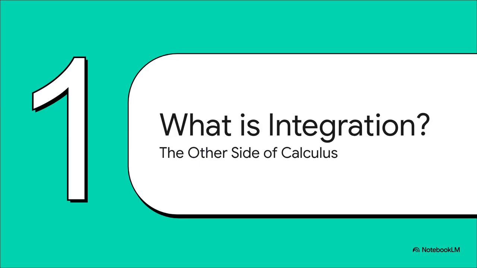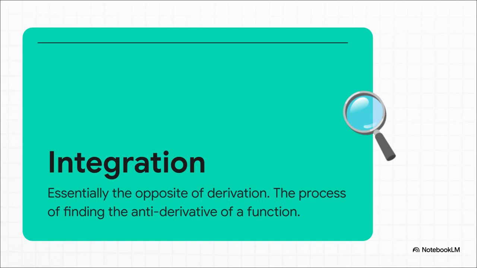Okay, so let's start with the most basic question. What even is integration? Well, like we just said, it's all about going in reverse. It's truly the other side of the calculus coin. The easiest way to think about it is this. Just like subtraction is the opposite of addition, integration is the opposite of differentiation. They're inverse operations. So when we integrate, we're hunting for something called the antiderivative. That's the function that, if you differentiated it, would get you right back to where you started. It's basically a mathematical undo button.